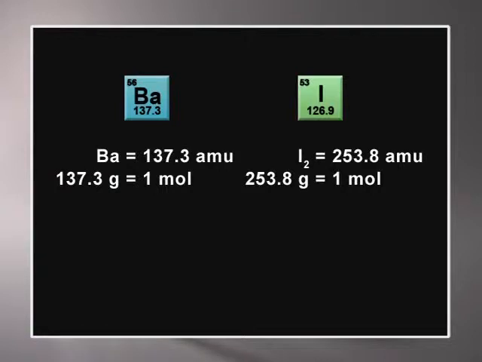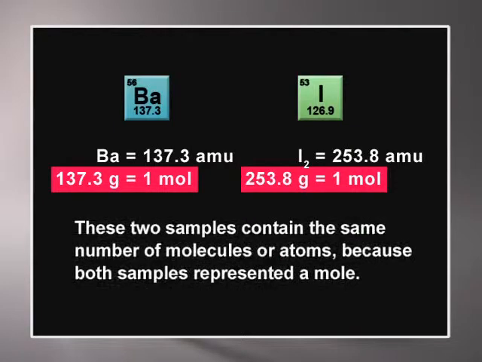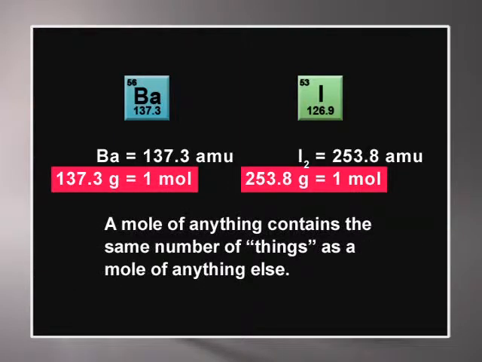So what can I say about these two samples? You might want to stop the video and think about that if you don't already know the answer. What I can say about these two samples is of great importance. What I can say is that these two samples contain the same number of molecules or atoms, because both samples represented a mole of each of the two substances. And a mole of anything contains the same number of things as a mole of anything else.